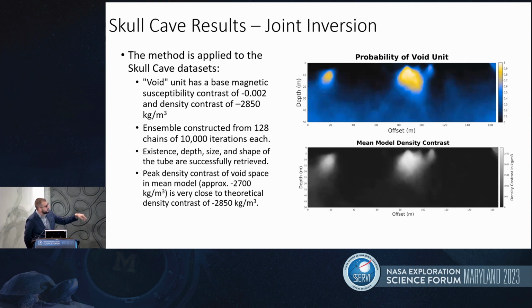If you look, the main body of the tube would be at approximately 90 to 95 meters offset there. There is this smaller object off to the side, about 20 meters, which Dr. Ernest Bell had suggested might be another tube, and our joint inversion is showing that this is probably the case. We're getting a very high probability that there is a void unit there. The mean model density contrast is shown.